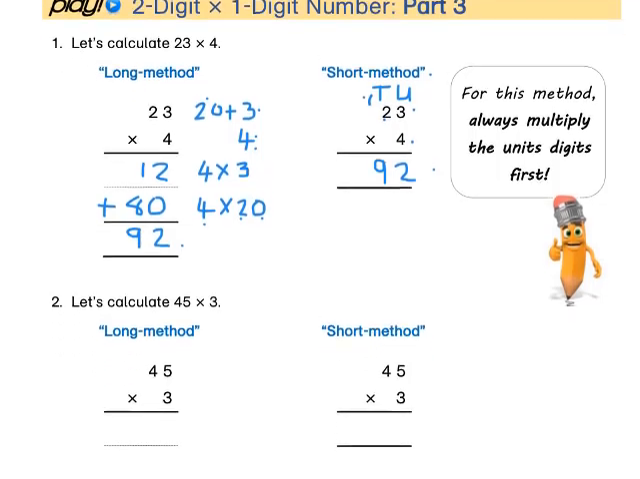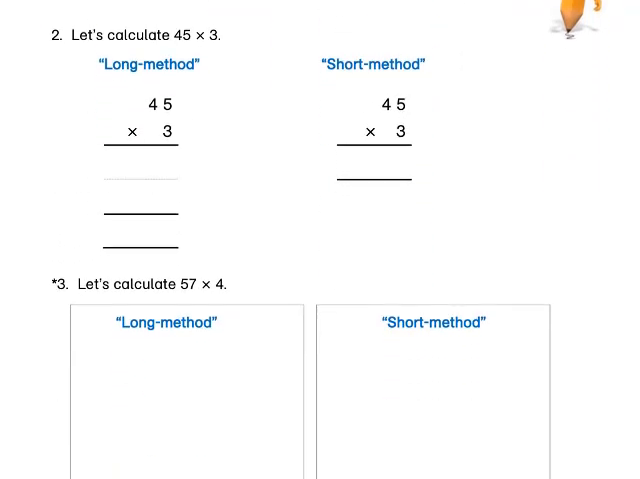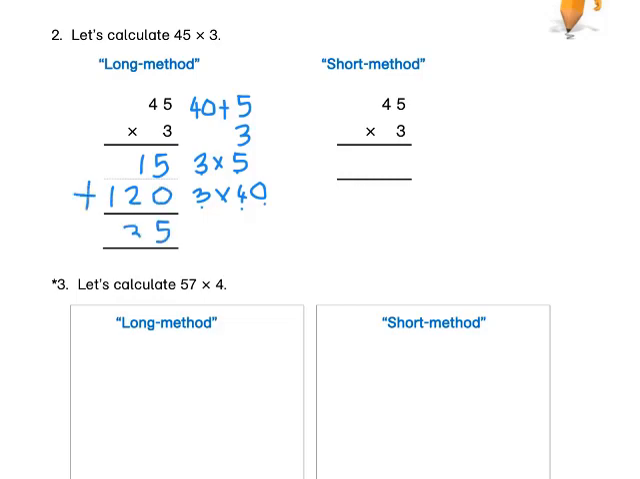Let's move on to 2. Now we are going to calculate 45 times 3. For the long method, 45 is equal to 40 plus 5. We need to times by 3. Our first step is to multiply our units, 3 times 5. Then we need to do 3 times 40. 3 times 5, the answer goes here, it's 15. 3 times 4 is 12, times by 10 is 120. We add up, starting with the units, and our answer is 135.